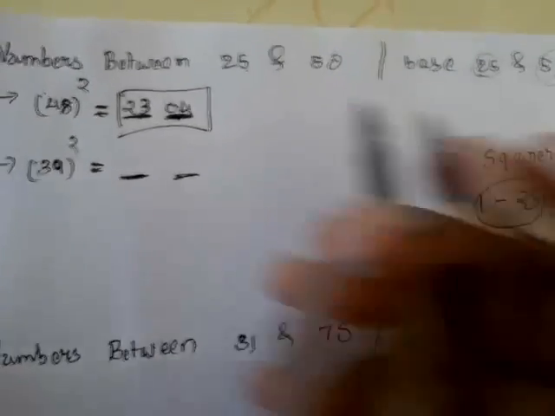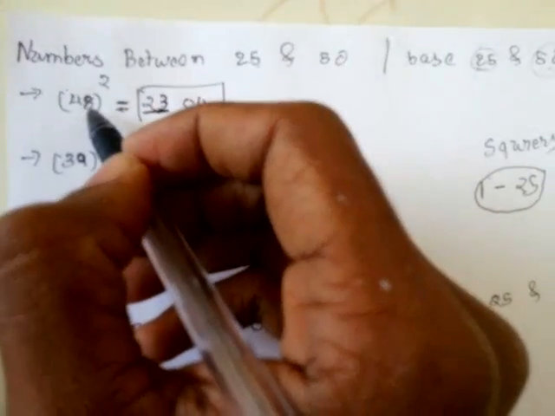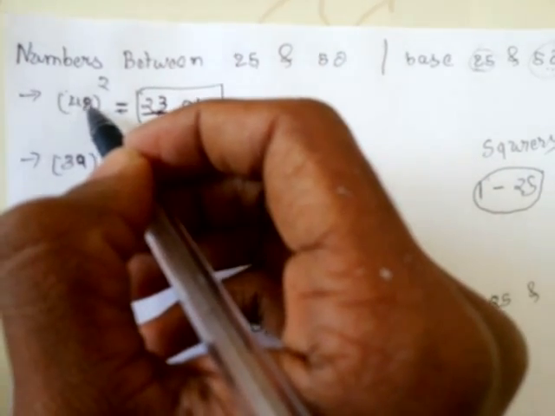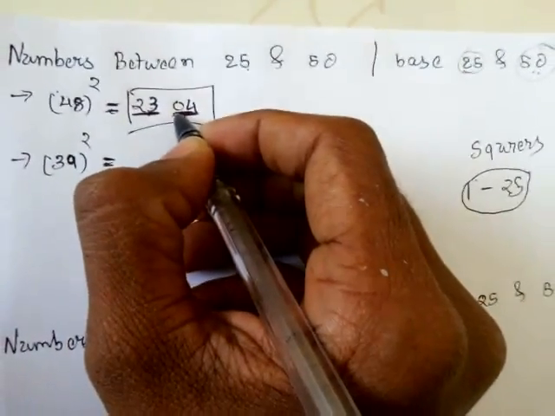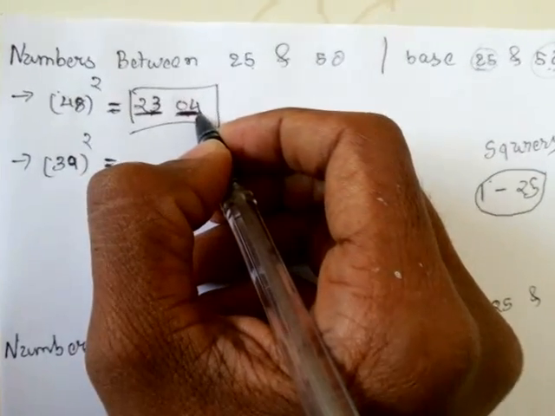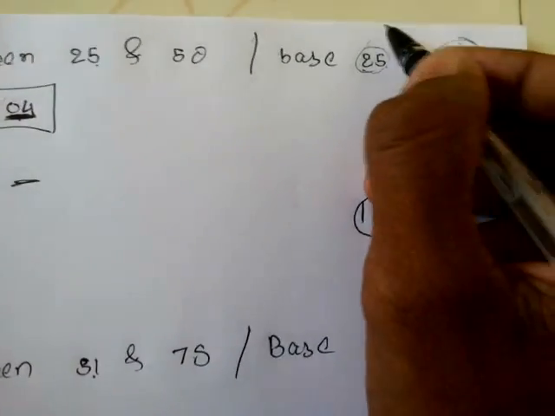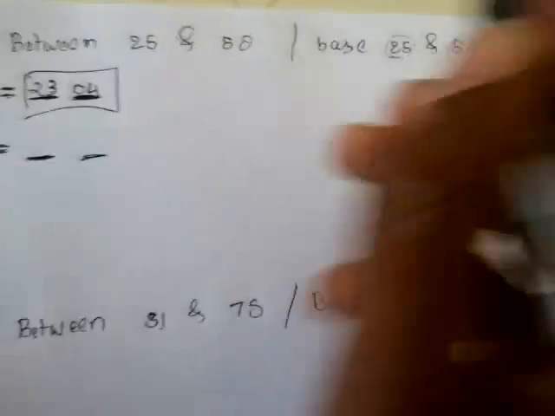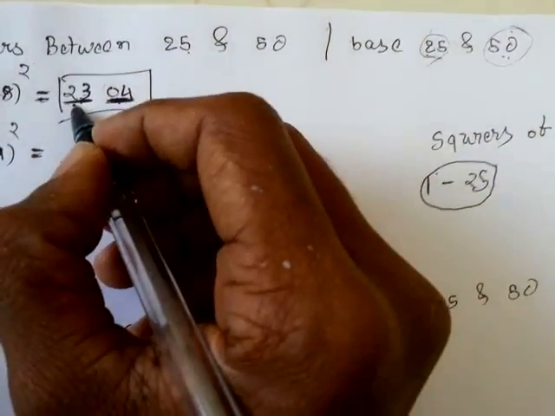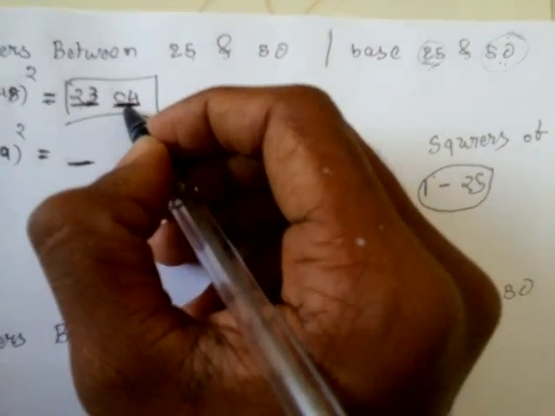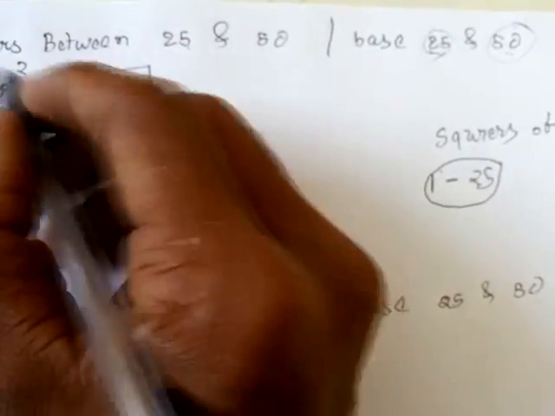So friends, let's move to our first category, that is numbers between 25 and 50. And let's take one example, that is we need to find out the square of 48. So there are only 2 steps to find out the square of 48: find out the first 2 digits and find out the last 2 digits. Here we will take the base as 25 and 50. Here the 25 will be used to find out the first 2 digits and 50 will be used to find out the last 2 digits.